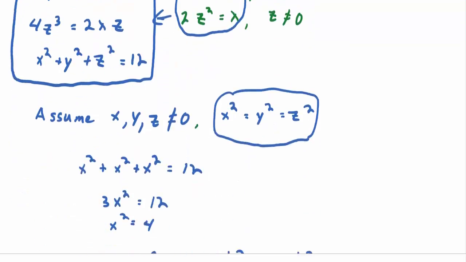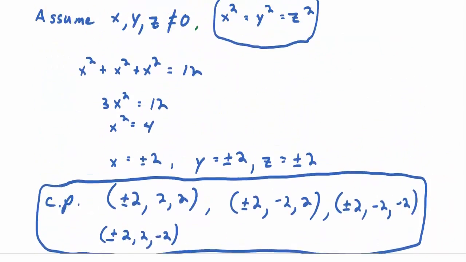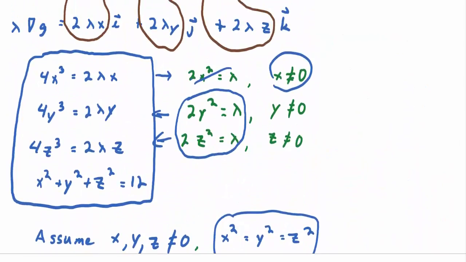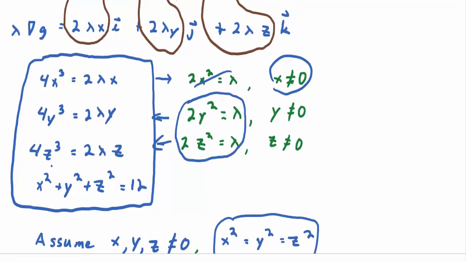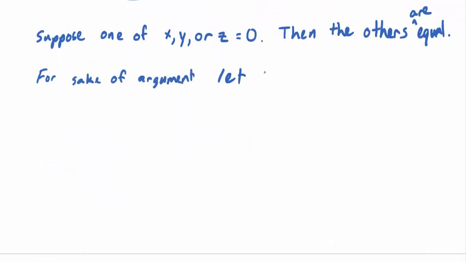So I'm trying to be more general here. Then the others are equal, because those equations above still hold. So if the others are equal, that means we can still use this third equation. It's just that one of the x squared or y squared or z squared is gone. So for the sake of argument, this is going to help you understand. Let x equal 0. Then, by what we just talked about, y squared and z squared are equal.